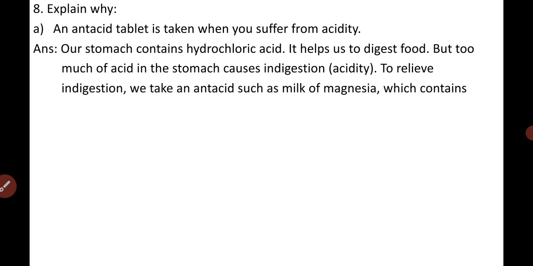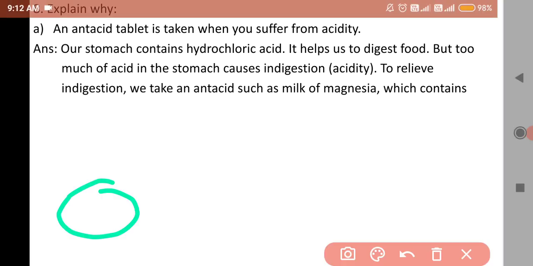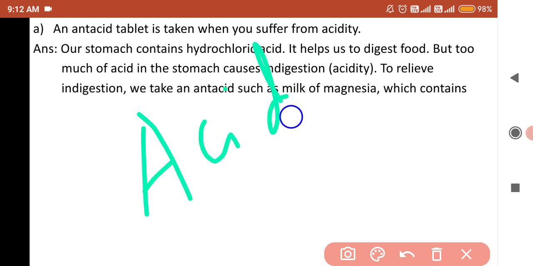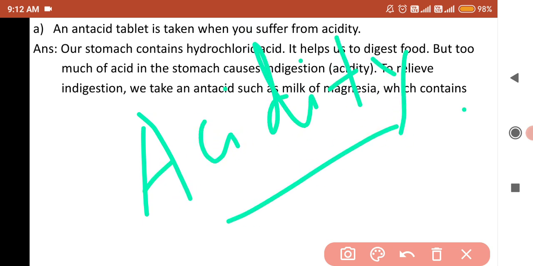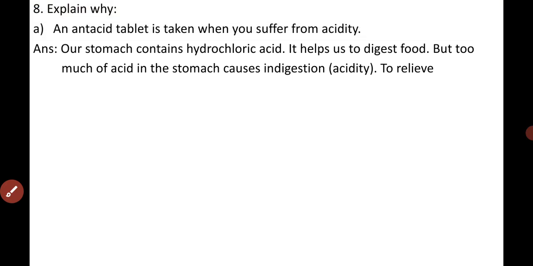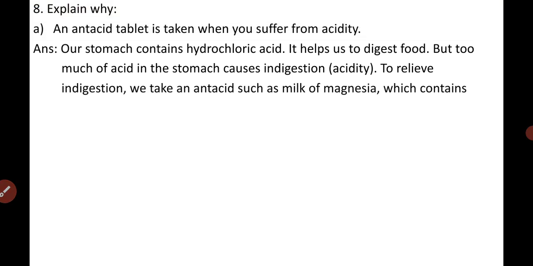And this excess of hydrochloric acid in the stomach causes indigestion, which causes pain and irritation. The person who has excess of this hydrochloric acid in the stomach is said to suffer from what? Acidity. He is said to suffer from acidity. If excess of hydrochloric acid is released in the stomach due to overeating, then the person is said to suffer from acidity.